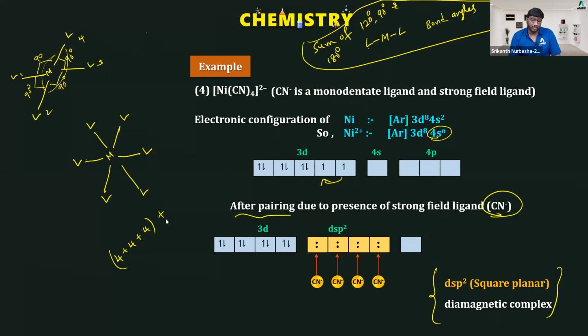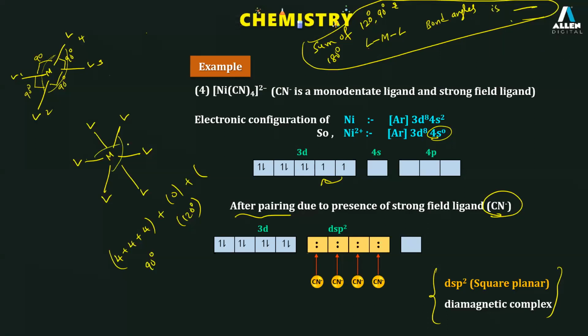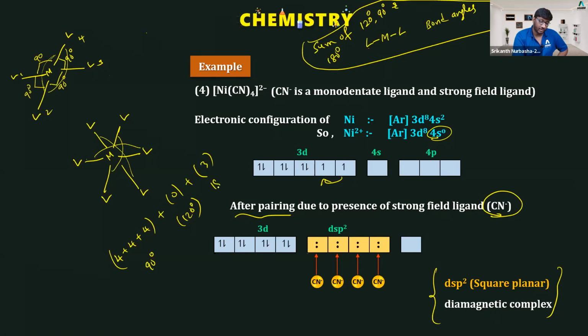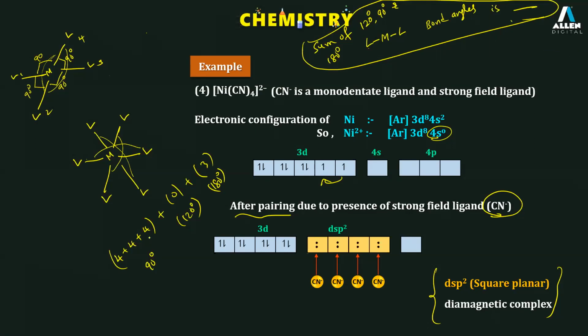And 180 degrees, how many? Do we have any 120? No, sir. No 120. These are all 90 degrees. 120 degrees is 0. Any 180? How many 180 are there? 3. This is 180, this is 180, this is also 180. 3 will be 180. So the total is how many? Sum of 15. So like that questions can be asked.